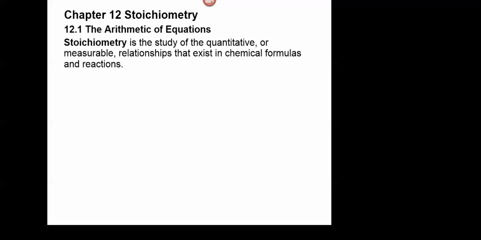So like I said, stoichiometry, officially defined, is a study of the quantitative or measurable relationships that exist in chemical formulas and reactions. So we're trying to measure how much product or reactant is needed in particular reactions that help us as a society or happen in general.